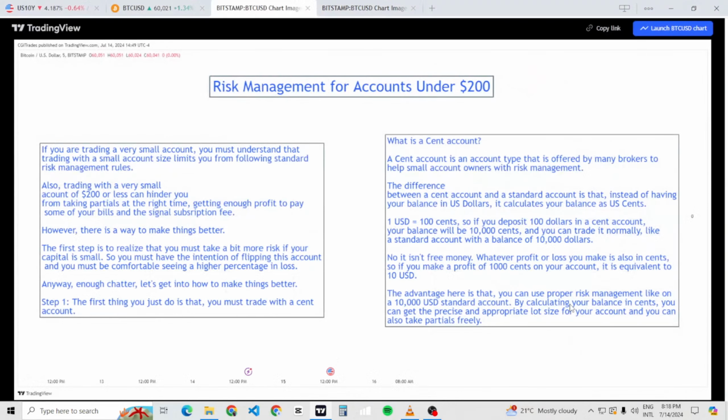I hope you understand the process here. So that's why I say you must trade a cent account. If you don't trade a cent account, trading will not be sweet for you. It's not going to be flexible. Okay, you need to be able to deploy risk management in your trading, else it won't be smooth. So let's continue.